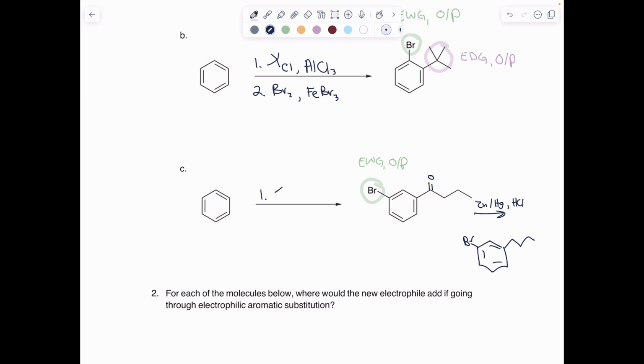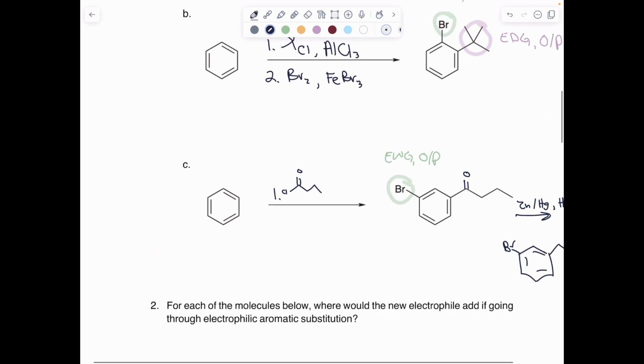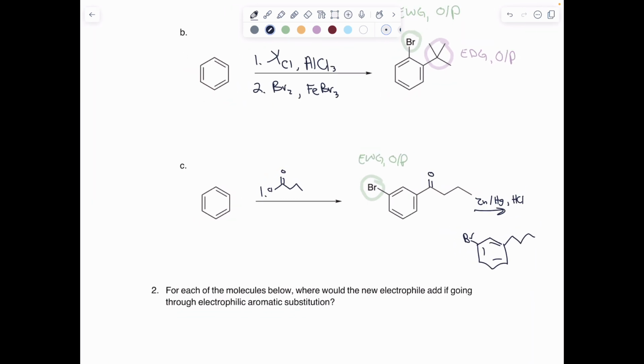So I'll use this acyl chloride. This is a Cl group. So when the benzene attacks it, the chlorine leaves and you're left with the ketone with 4 carbons as shown. And again, we need AlCl3 to help accomplish that.